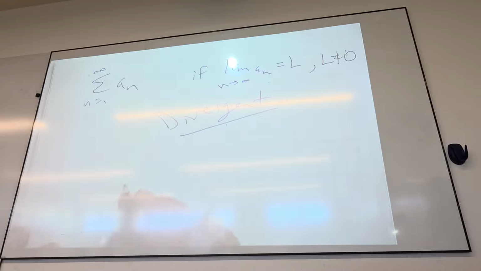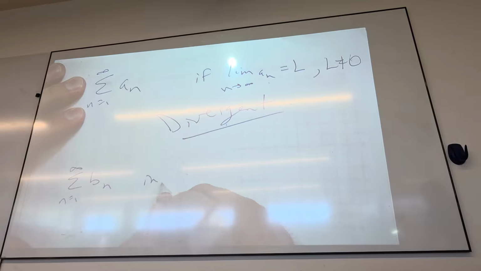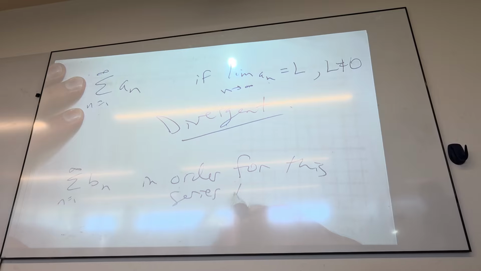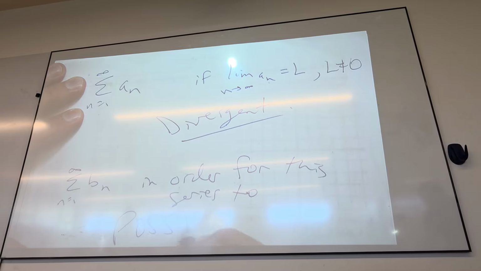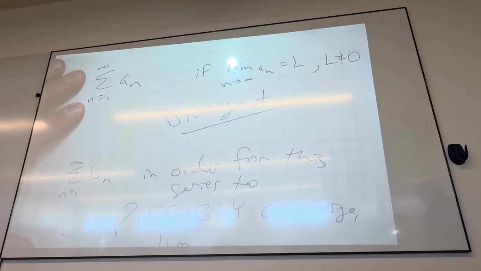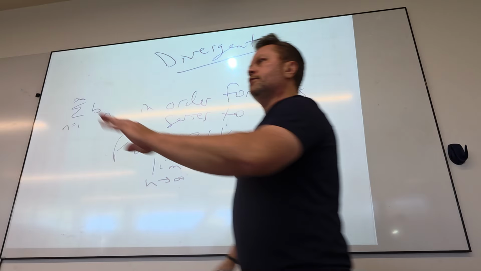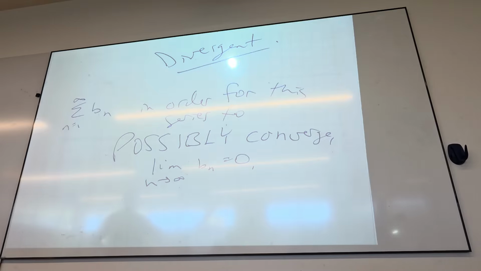Now, so if I have this, in order for this series to possibly converge, the limit has to be 0. So here's the way this is going to work. This chapter 11, you're going to get a bunch of series. You're going to learn a lot of tests. And it's your job to figure out, does this series converge or does it diverge?